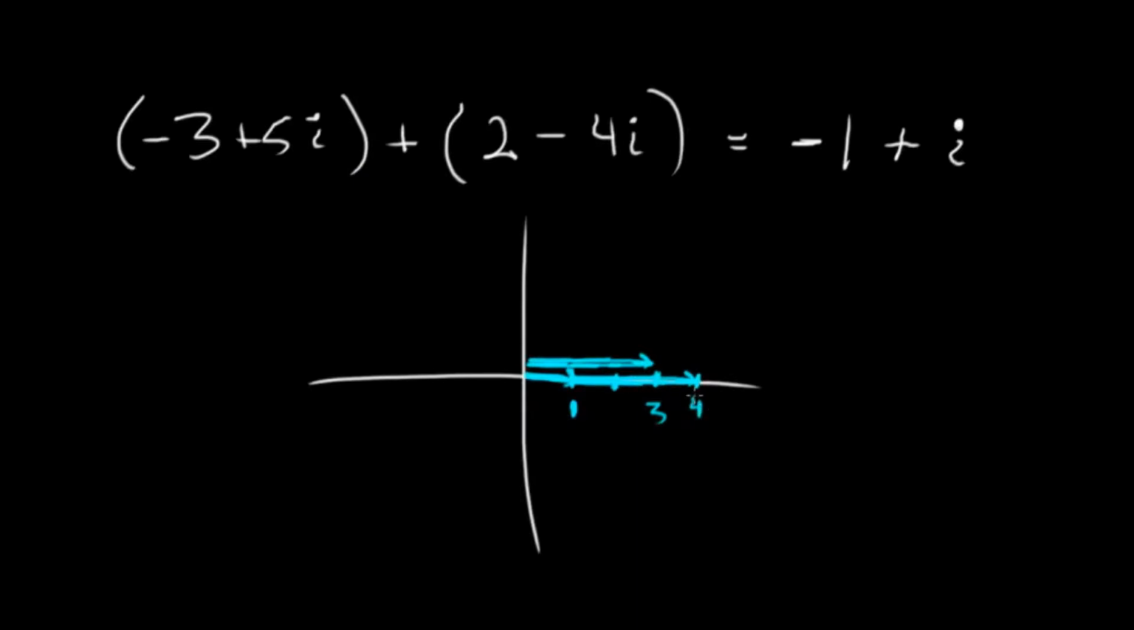Right? 1 plus 3 is 4. So what does it mean to take -3 plus 5i and add 2 minus 4i? Well, where is the number -3 plus 5i? It's going to be about up here, right? This is -3 plus 5i. And 2 minus 4i is 2, and then 4 is going to be down here, so there's your 2 minus 4i.